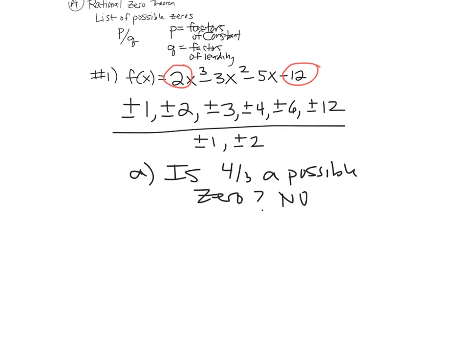So if they ask you to list them all and then they say to find them, you are able to graph it on your calculator. Don't start testing all of them. That's what they did 100 years ago or something. But we have calculators where you can plug in 2x to the third minus 3x squared minus 5x minus 12. Ooh, you're getting your calculator out. Cute. Zoom 6.